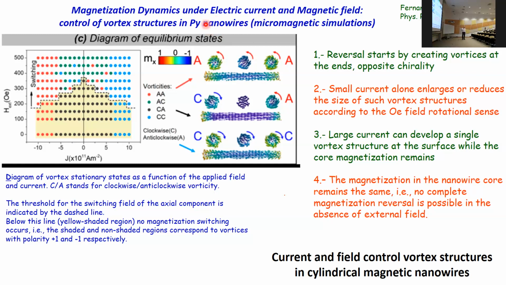These micromagnetic simulations indicated that the current by itself does not reverse magnetization. We need a small magnetic field to provoke the reversal of magnetization. Anyway, if you are interested, we can talk later.